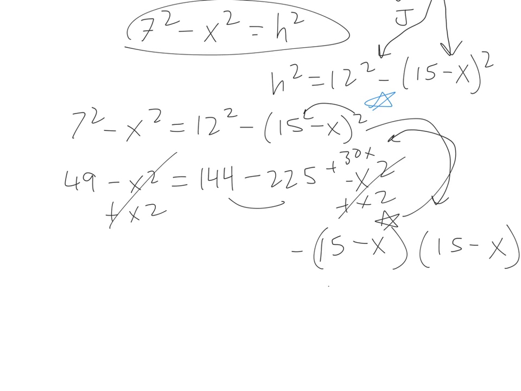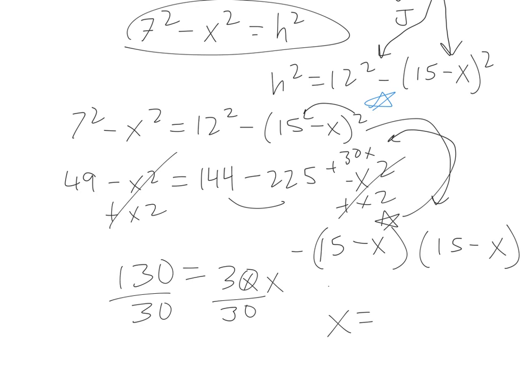Okay, so what we're going to notice is that when I keep going with this, and this is going to be a negative, which I can add, I'm going to end up with 130 equals 30x. Sorry, 30x, which then I'll divide by 30, divide by 30. So we know that x is going to be equal to 13 over 3.